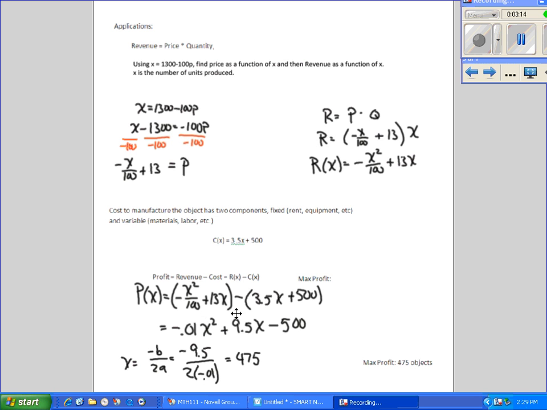So take our revenue function, subtract our cost function. Again, be careful we're distributing the subtraction through. Combining those, and we get a parabola. So this is profit here. And if we want to maximize profit, what we need to do is find the vertex. So we use our negative b over 2a formula, simplify, and our maximum profit occurs when we're manufacturing and selling 475 objects.